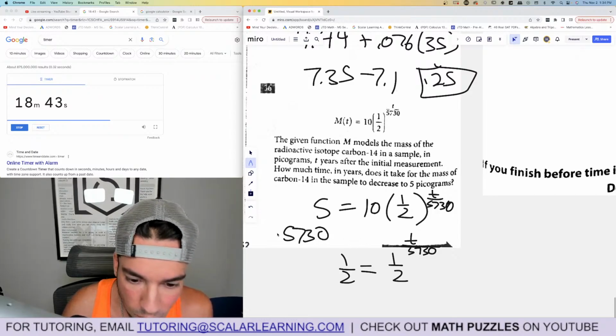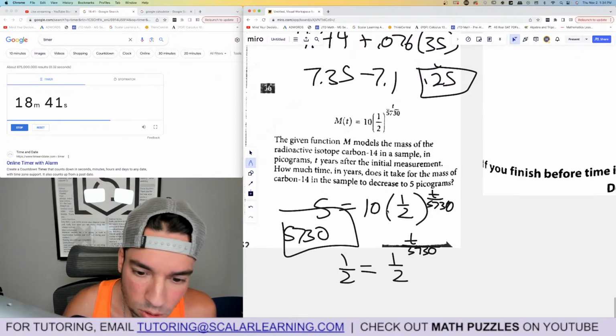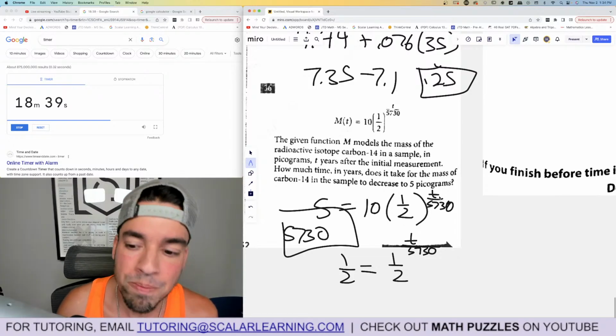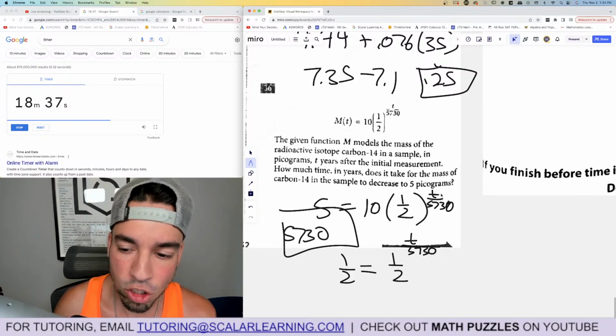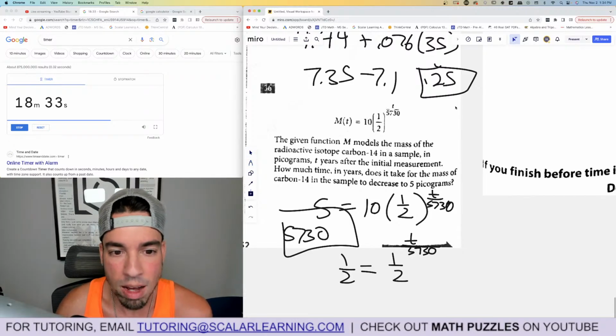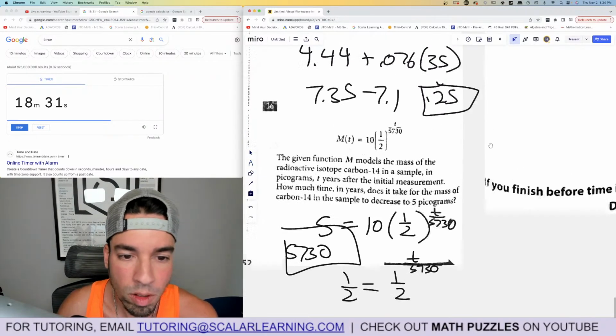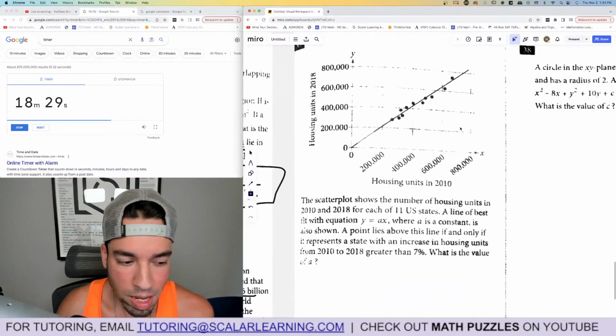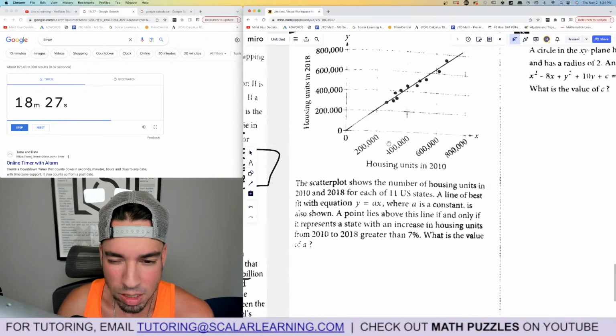That's it, right? So you plug that in and it would work even if you go back here, right? 5730 over that is just 1. 1/2 to the 1 is 1/2 times 10 does equal 5. Boom, done. So it's 1 half-life basically. 37. I believe that half-life is accurate. I think carbon-14 is about 6,000 years.